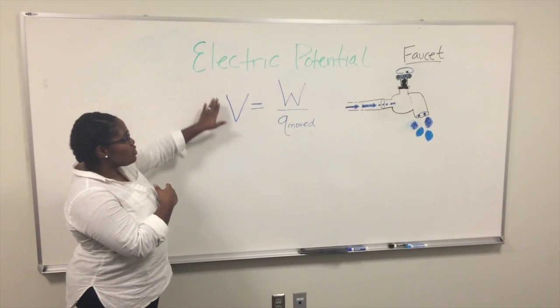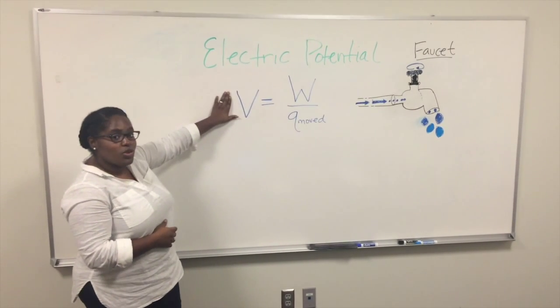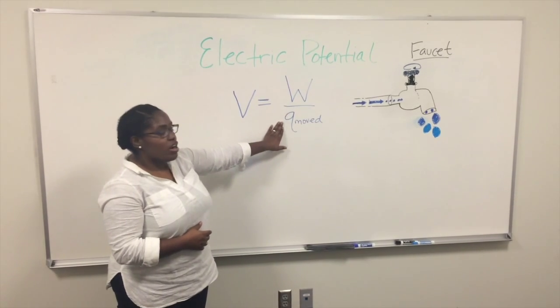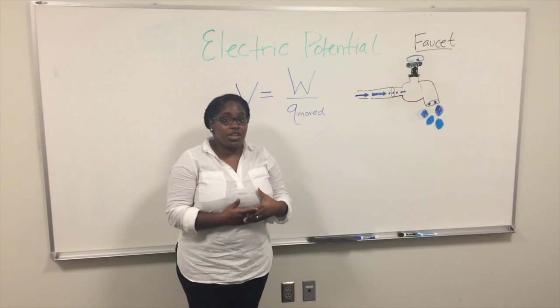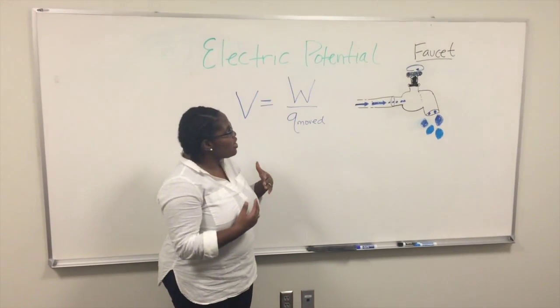So electric potential is V equals W over Q. That simply means that electric potential, measured in volts, is the amount of work necessary to move a charge across an electric field.